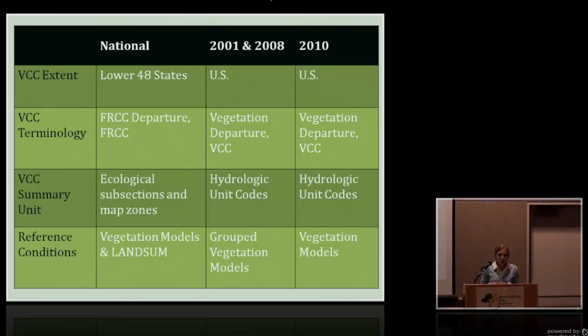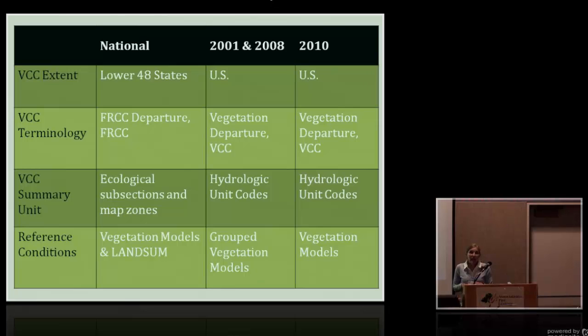And then another important change is we changed the vegetation condition class summary unit. First, in LANDFIRE National, we were using ecological subsections. That's a coarser scale, larger summary unit. And now we're using hydrologic unit codes, which is a smaller watershed level. And for those of you who are familiar with the calculation for fire regime condition class and vegetation condition class, you know that the answer you get can vary with your spatial summary unit. It's a scale-dependent metric, so that's a pretty important change.